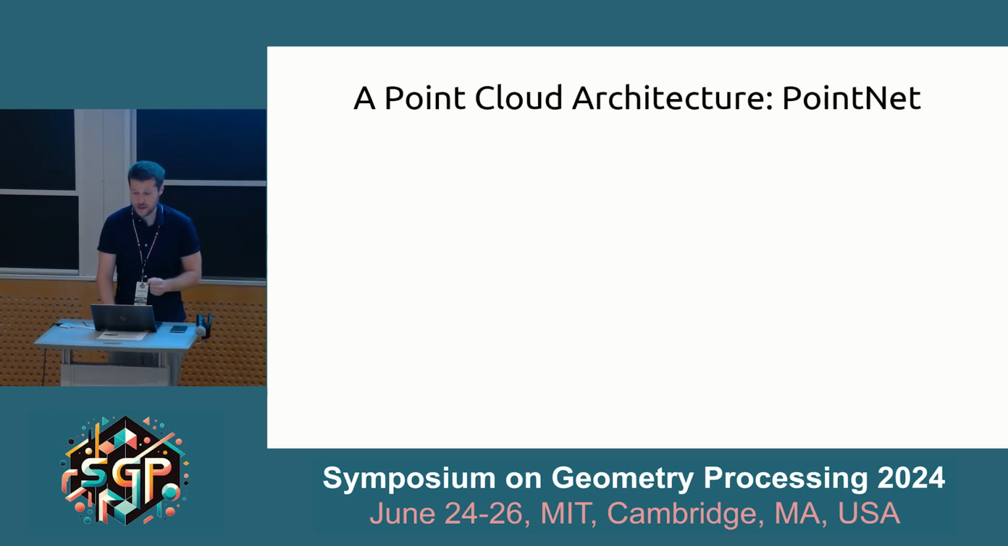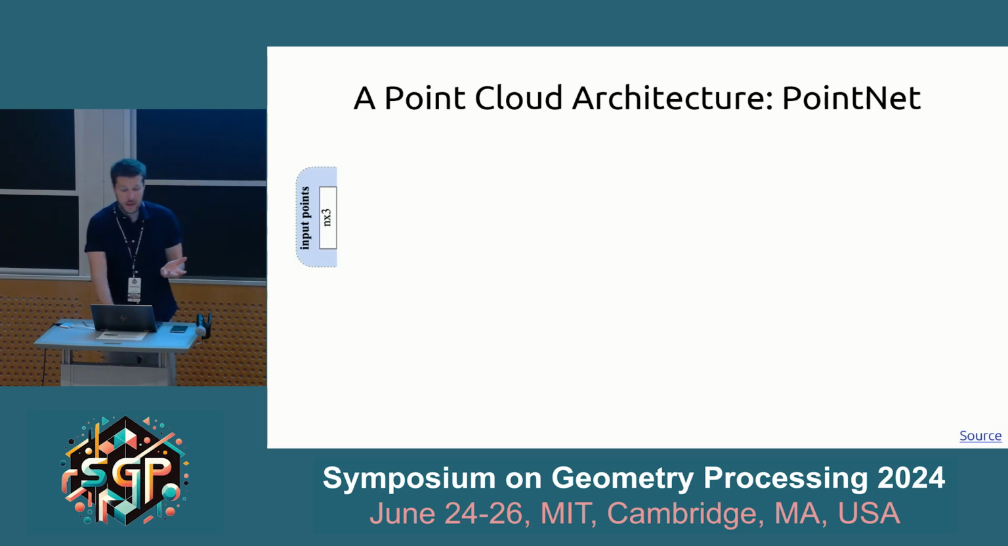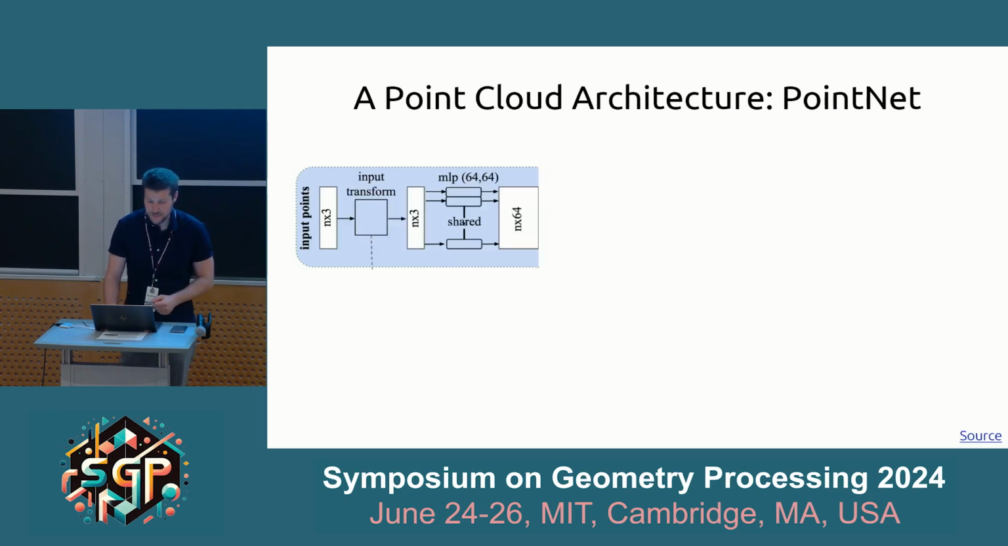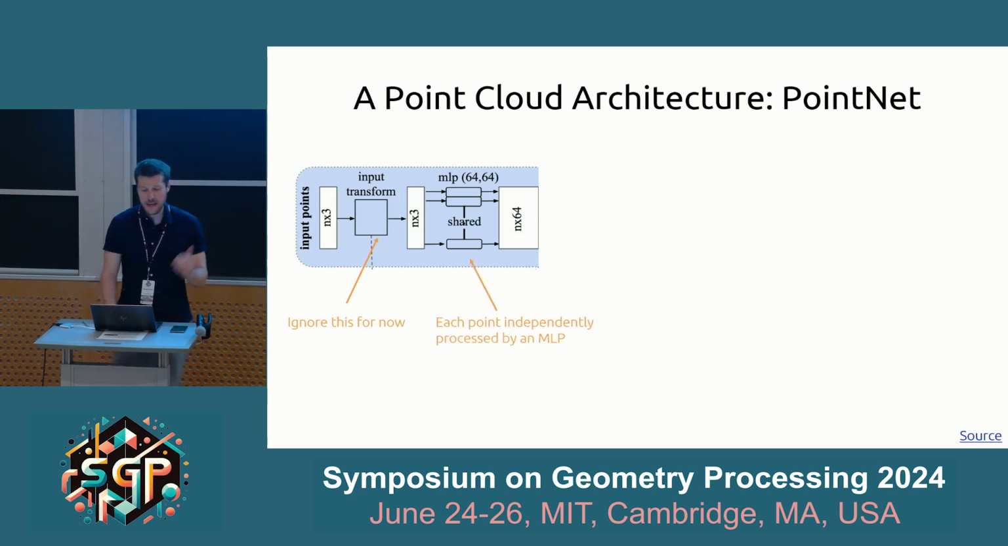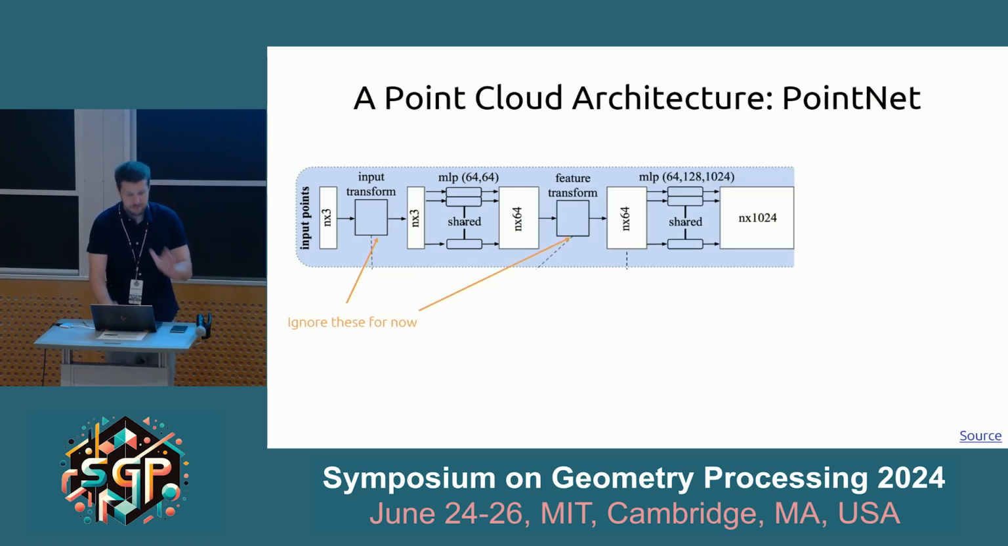This was the original architecture that was proposed for how to natively process point clouds. The way that it works is we start with our set of input points. So here we have n points in a point cloud, which we can represent as an n by 3 matrix. Ignore this box that says input transform for now, it's not super important. Really what's happening is every point is independently processed by one of these multi-layer perceptrons, a stack of linear layers with nonlinear functions in between them.